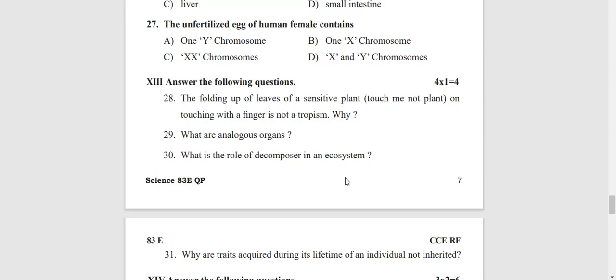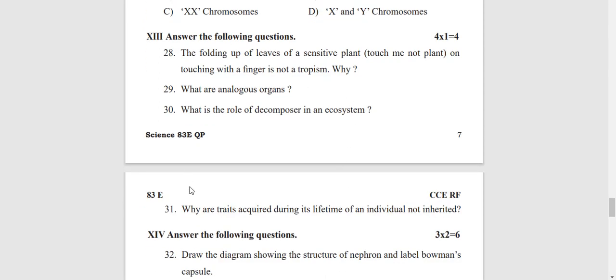Now come to the answer the following question. In this, 4 questions are there carrying 1 mark each. The folding up of leaves of a sensitive plant on touching with a finger is not a tropism. Why? For this we have to write the answer. That touch-me-not plant example is given over there. According to that we will write the answer in this.